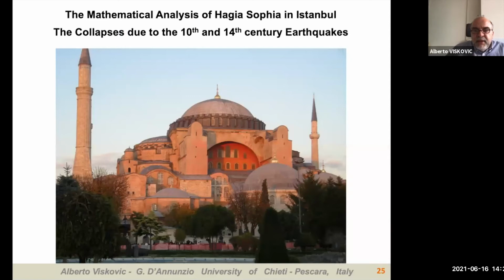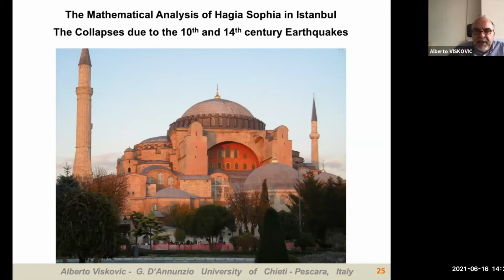Another case study is the Basilica of Hagia Sophia, where two other important collapses of the main dome also happened, in the 10th and the 14th century, because of strong earthquakes. But we first have to analyze the building phases of this structure.